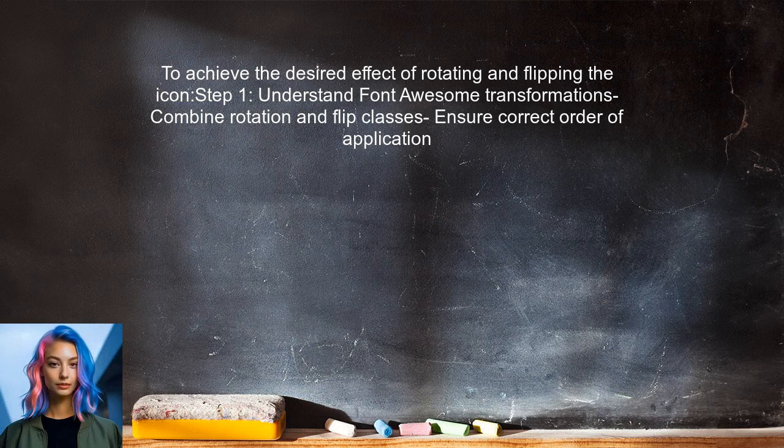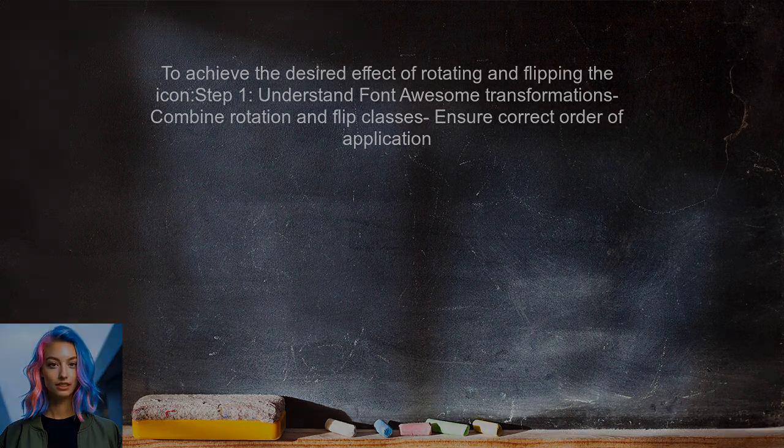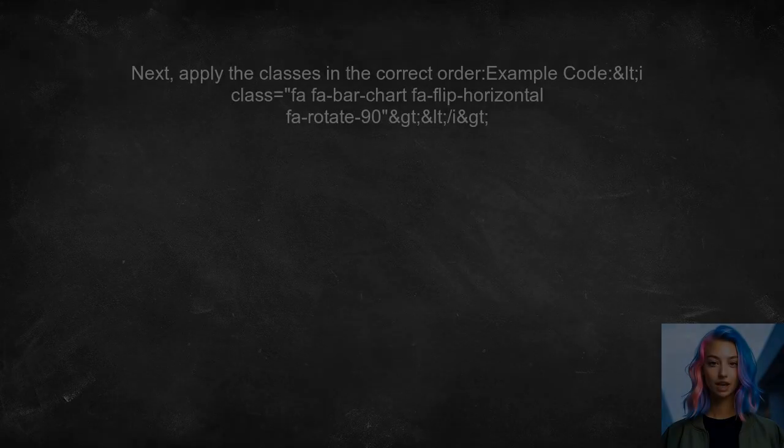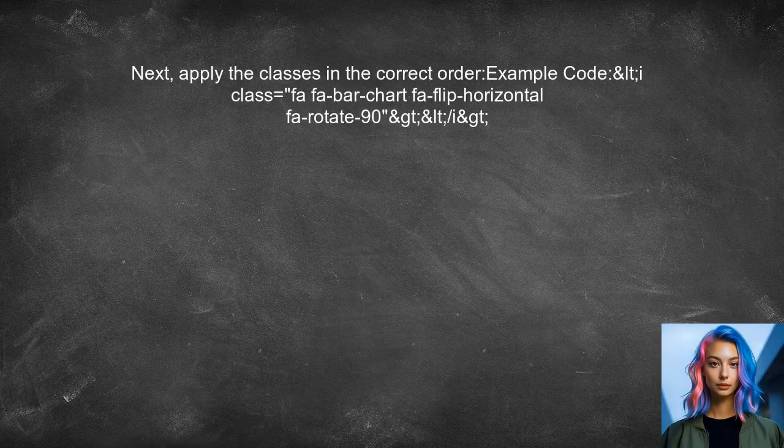To achieve the desired effect of rotating and flipping the icon, the user should first understand how Font Awesome handles transformations. The user can combine the rotation and flip classes, but they need to ensure the order of application is correct. Next, the user should apply the faux flip horizontal class first, followed by the faux rotate 90 class. This order is crucial because it determines how the transformations are applied to the icon.